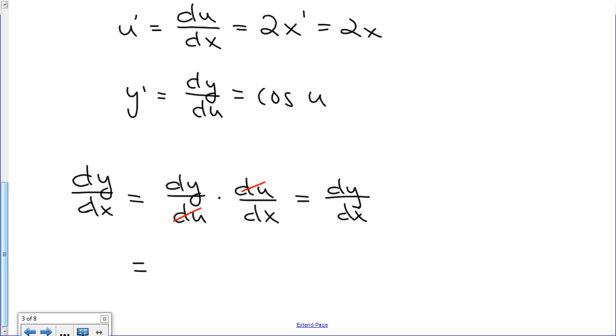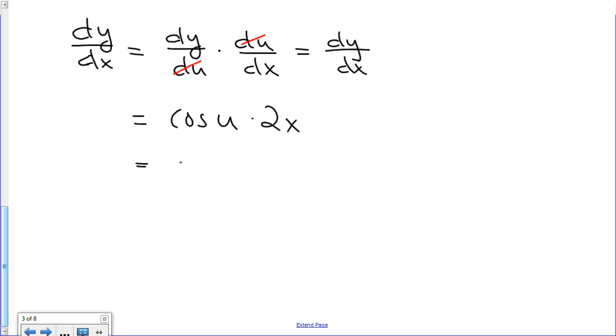So this is equal to dy du, which is cosine of u, times du dx, which is 2x. And the only thing I don't like about this is I've now written the derivative in terms of two variables, u and x, where the original function started out in terms of just x. So let's replace u with what it's equal to. So the cosine of, instead of u, remember u was equal to x squared, times 2x.